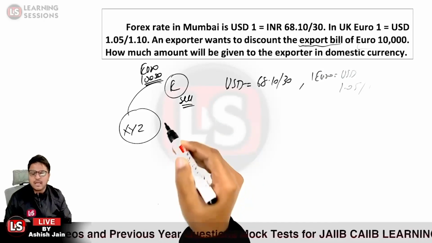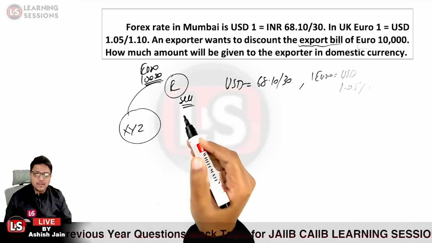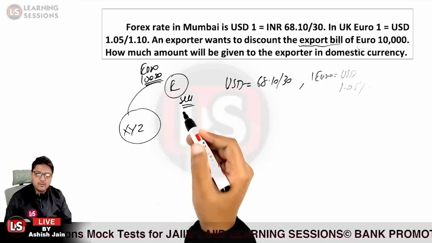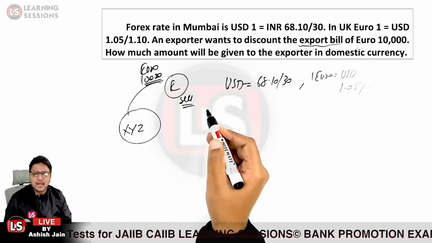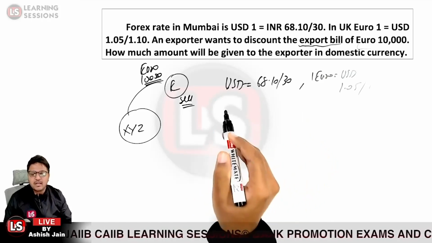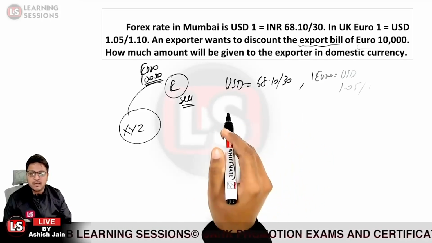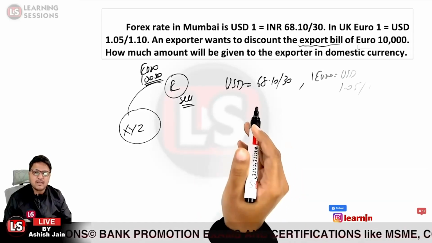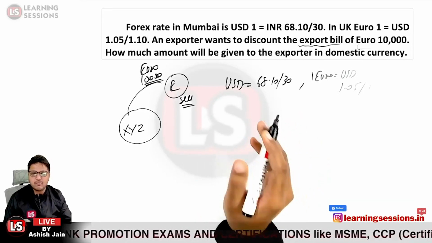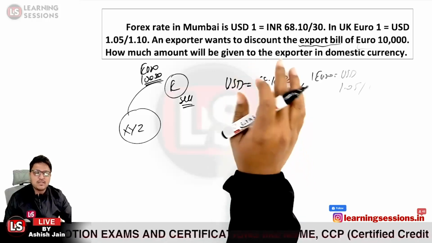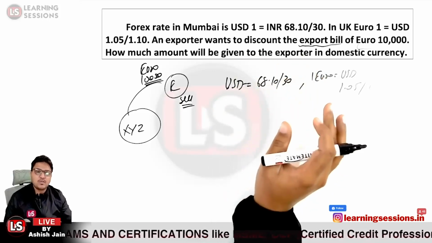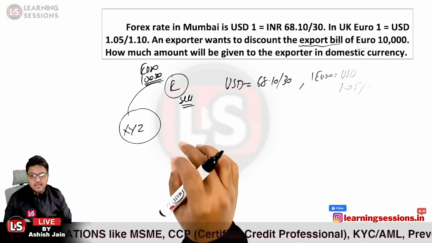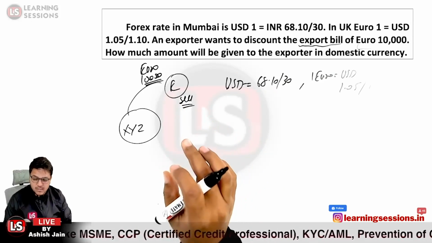At what price will he be able to sell the euro? At a price at which the bank is ready to buy. But there is no direct currency pair available for euro to INR. So we will first discover the euro to INR price. Okay, so 1 USD is equal to 68.10/30.